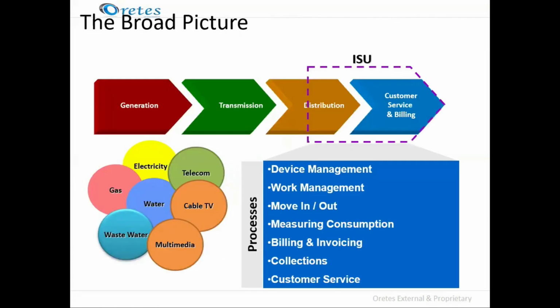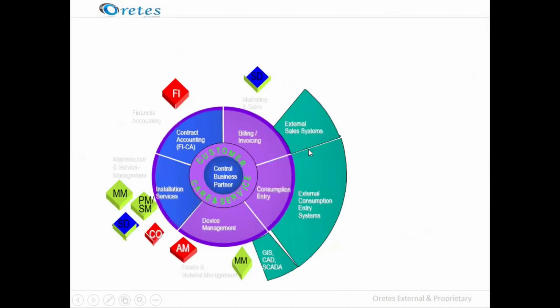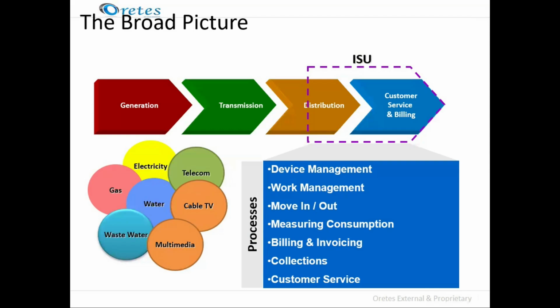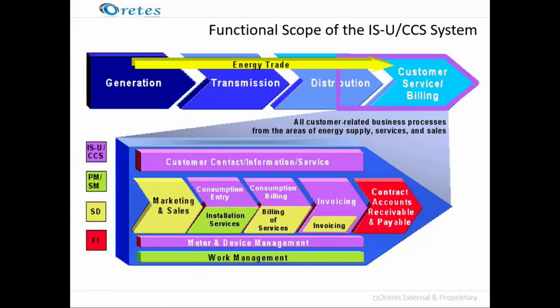Now, when I say ISU, it basically means industry-specific solution for utilities, and it deals with whatever utilities we have, public utilities. And they have their own modules inside ISU. So we have different service areas like electricity, gas, and cable television, multimedia. All these different areas are there. In all these areas, we have very common modules like device management, work management, customer services, measurement consumption, billing and invoicing, collection, and customer services. So all these modules are introduced with the existing SAP.